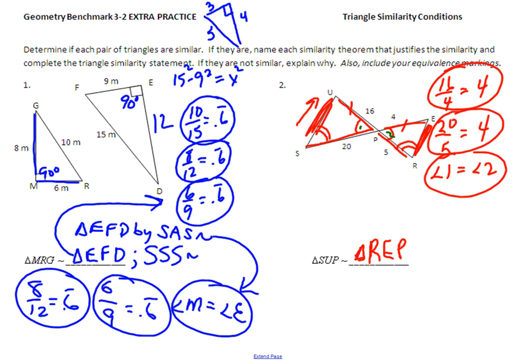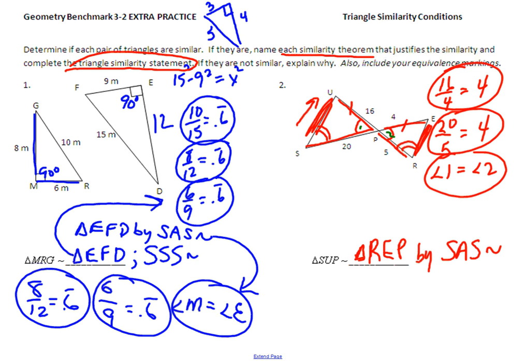Okay. And again, be careful because on some benchmarks it might be flipped. Be careful on how the order of your sides. And I used, what did I use? Side angle side? Side angle side similarity. And make sure they, if they are, complete the triangle similarity statement.